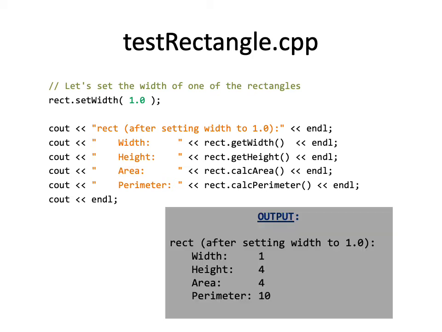This would be the output. The width is now changed to 1. The height is still the same at 4. The area is now the width times the height, so 1 times 4. And then the perimeter is twice the width plus twice the height, so 2 times 1 plus 2 times 4, and that works out to 10. So it works.